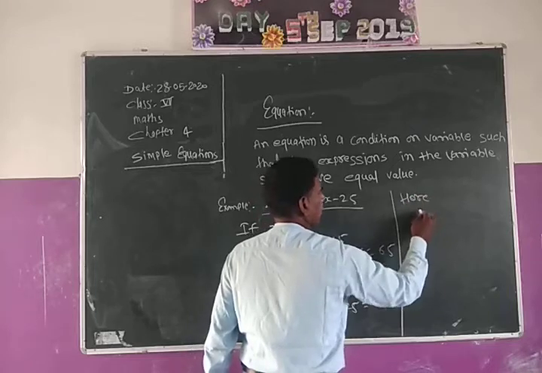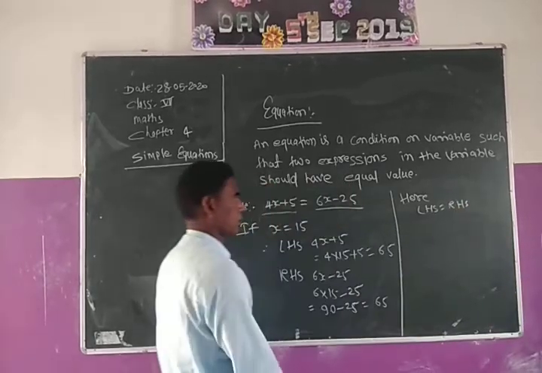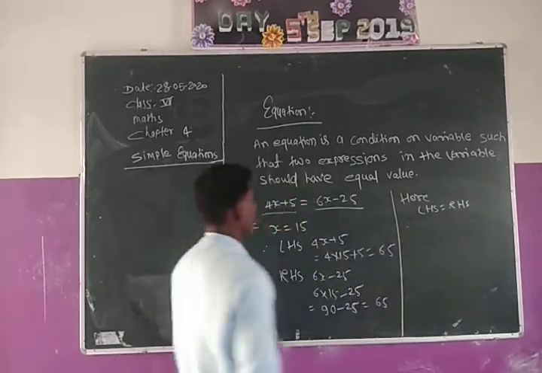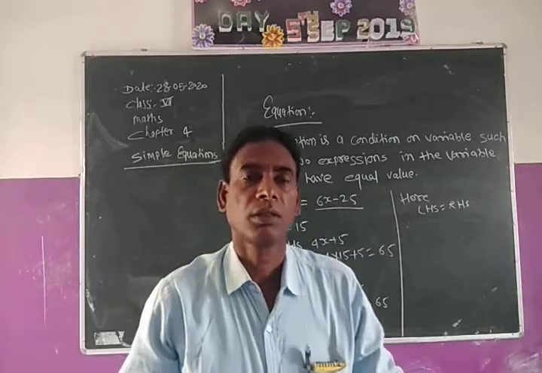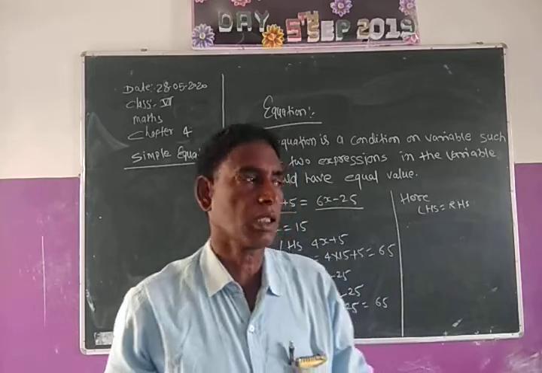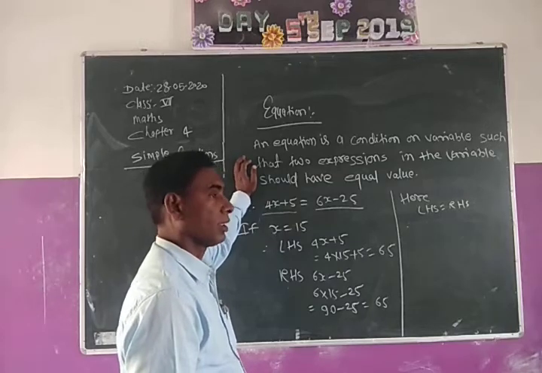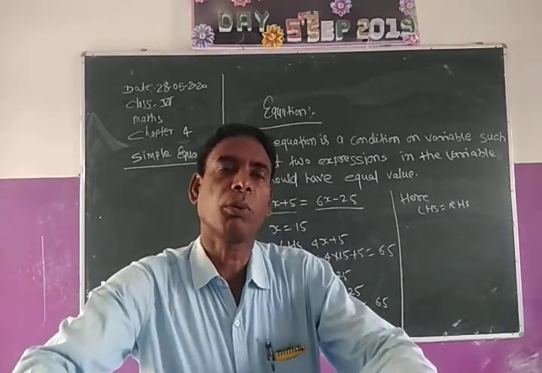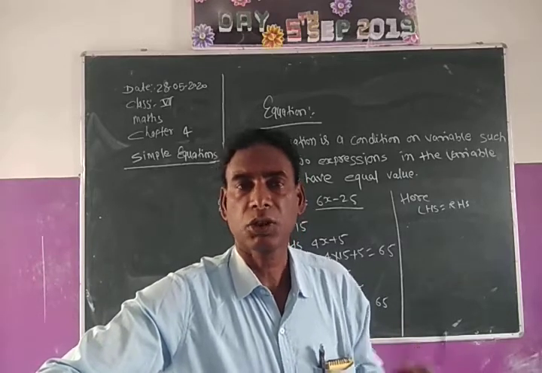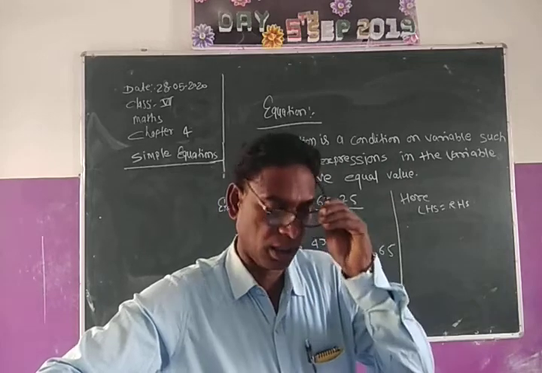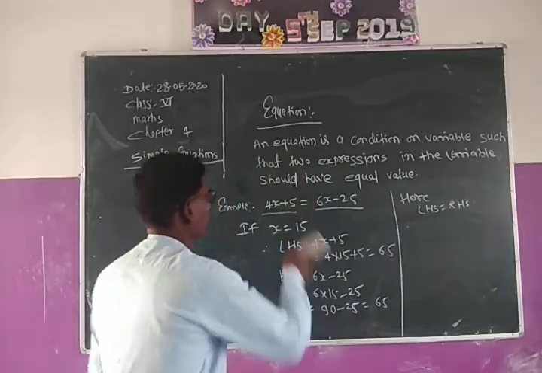Here LHS is equal to RHS. Therefore, the given equation is a correct equation. Similarly, you will solve both sides with the given value of the variable, the same value, and then you will find the answer. Now the exercise will start.